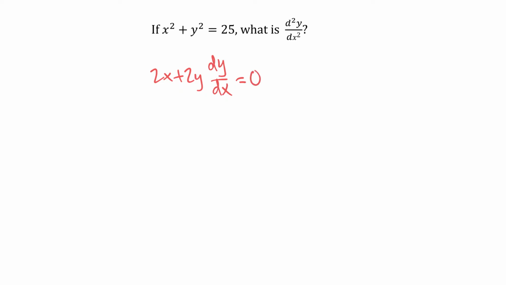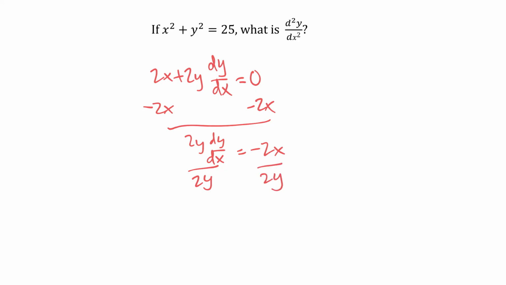Okay, so let's just solve for dy dx. So minus 2x on both sides, 2y dy dx is equal to negative 2x. Divide by 2y, and divide this by 2y, and dy dx is equal to negative 2x over 2y. Oh, these cancel, so it's negative x over y, right? So that's good so far. But we need the second derivative, right?